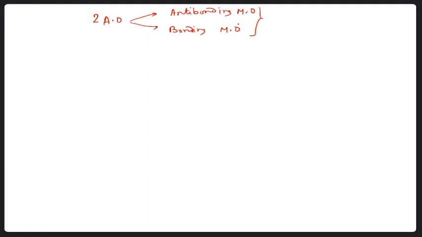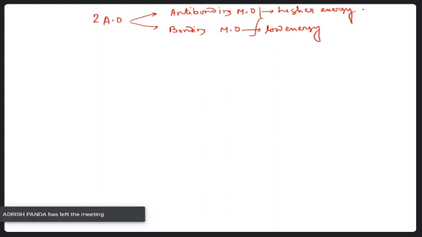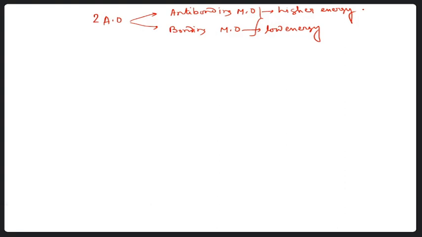Now we know that if we go for the bonding and anti-bonding MO, there are several questions. Bonding MO has low energy, whereas anti-bonding MO has higher energy. So this is the concept of bonding MO and anti-bonding MO. And then what we have to know is how bonding and anti-bonding MO are formed and what are their symmetries.